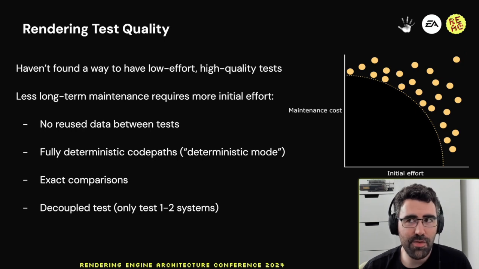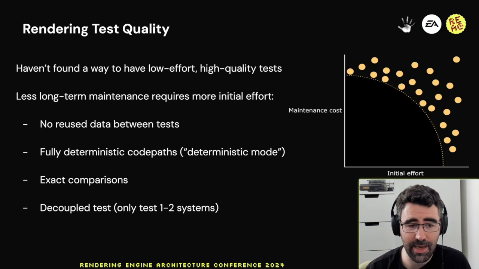So a few ideas on what to try to do to have tests that are robust and also relatively easy to set up. Try not to reuse data between tests, because if you need to change a test and something else reuses the data, you're going to break other tests. So try to have the tests as isolated from each other as you can.